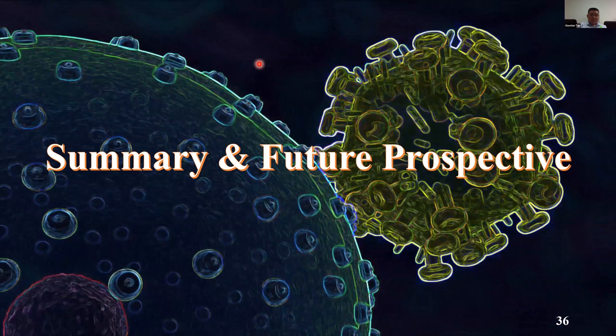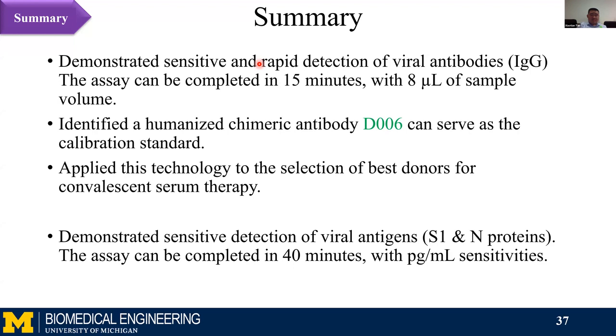So here is a brief summary and some future perspective of our assays. First, we demonstrated the sensitive and rapid detection of viral antibodies, especially IgG. The assay can be completed in 15 minutes with only 8 microliter of sample. We identified a humanized chimeric antibody, D006, which can serve as a potential calibration standard. And we also applied this technology to the selection of best donor of the convalescent serum therapy. And as I mentioned, only 4 out of the 16 recovered COVID-19 patients can be identified as the potential donors.